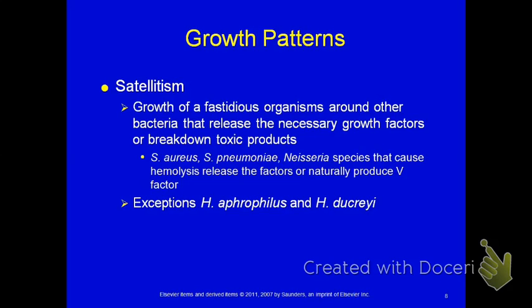Okay, I did mention a while ago that some organisms would supply the V factor. Remember that I did mention that a while ago. Examples of these organisms would include S. aureus, Staphylococcus aureus, Streptococcus pneumoniae, Neisseria. So these species could cause hemolysis. Therefore, they could release or naturally produce V factor. So why am I saying this? Because this phenomenon would make it possible to have satellitism, or the so-called satellite phenomenon.